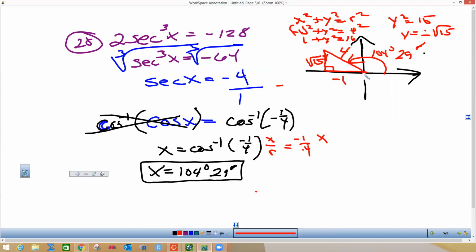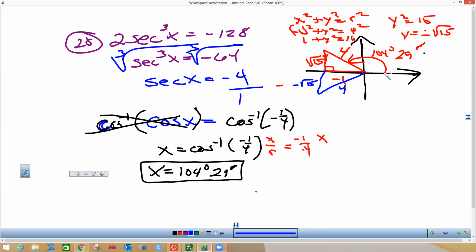So the question we've got to ask ourselves: where on the unit circle would x still be negative 1 and y be negative radical 15? What quadrant are x and y both negative in? Quadrant 3. So there's another answer down here where this is negative radical 15. This would still be 4. Do you see that the cosine would still be negative 1 over 4 here? Yes or no? Okay, now these are really hard.